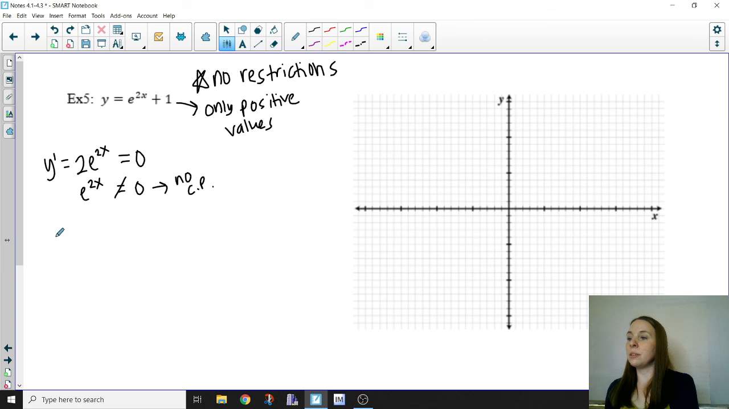But we can still do a y prime sign chart. We just don't put anything on it. We pick any number we want, like 0 in for x, like 1, 2, whatever, -1. It doesn't matter. It's always going to be positive, right? Because here's our first derivative, and it always has a positive value. And that means our function is increasing throughout.